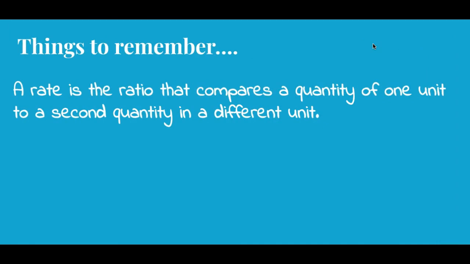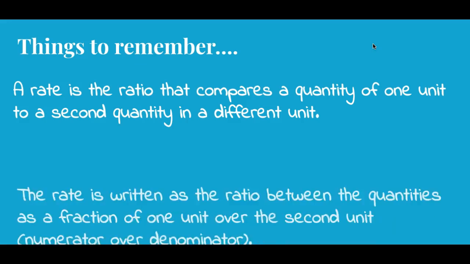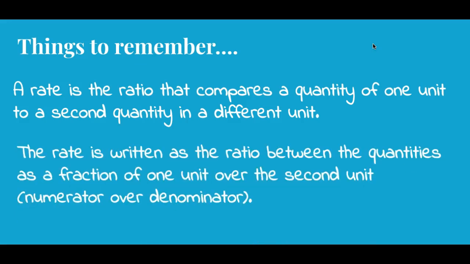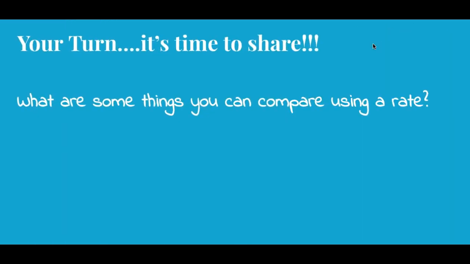Things to remember. A rate is a ratio that compares the quantity of one unit to a second in a different unit. The rate is written as a ratio between quantities as a fraction of one unit over the second unit. Basically the numerator over the denominator.